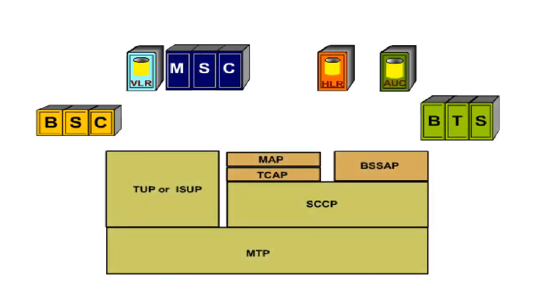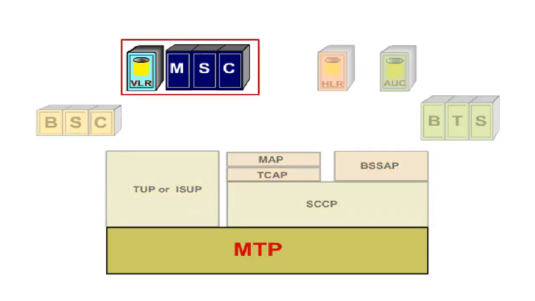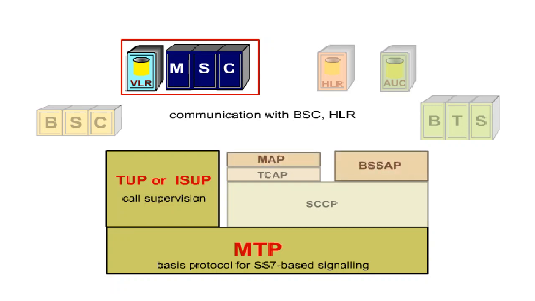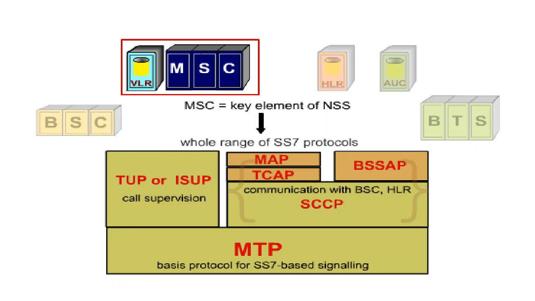As in all the other elements, MTP is the basis protocol in the MSC VLR. Without it, there would be no SS7-based signaling. Furthermore, the MSC needs TUP or ISUP for call supervision. Since the MSC communicates with the BSC and the HLR, it also requires BSSAP and MAP, which are both based on SCCP. The use of MAP requires the presence of TCAP. Thus, the MSC, as the key element of the network subsystem NSS, must include the whole range of SS7 protocols.